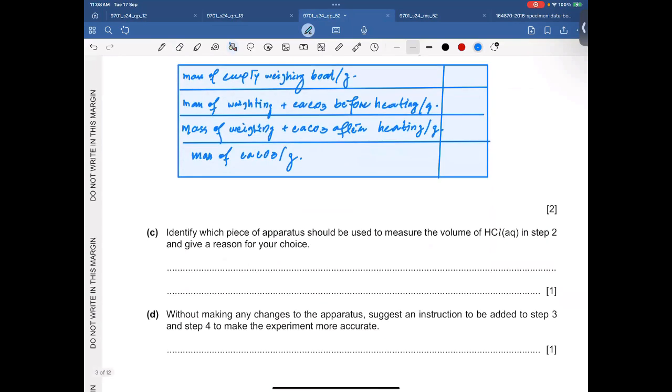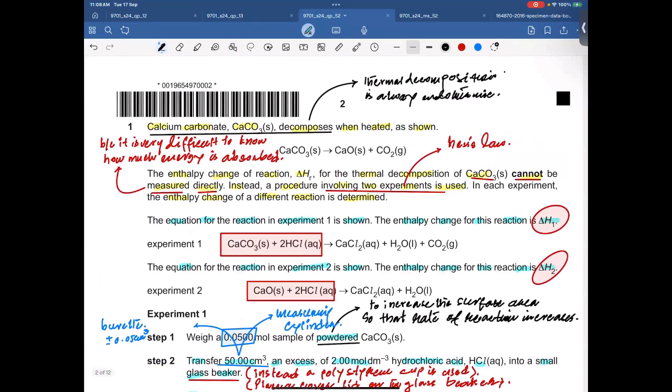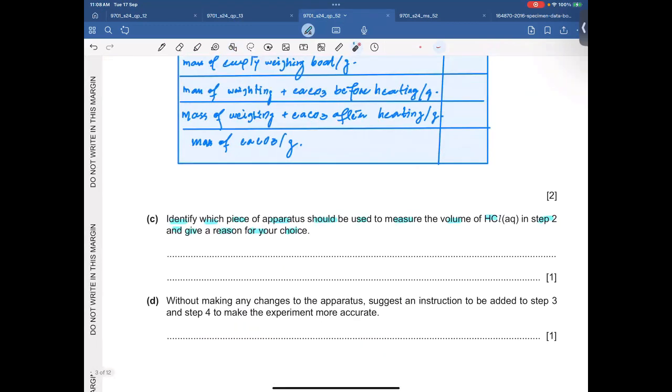Identify which piece of apparatus should be used to measure the volume of HCl in step 2 and give a reason for your choice. If I'm using burette, I'm going to write it has an accuracy of plus or minus 0.05 cm cube volume. If I'm going to write measuring cylinder, obviously I'm going to say that hydrochloric acid has to be in excess, so we can use measuring cylinder. So I can write both, right? It depends on me, actually.